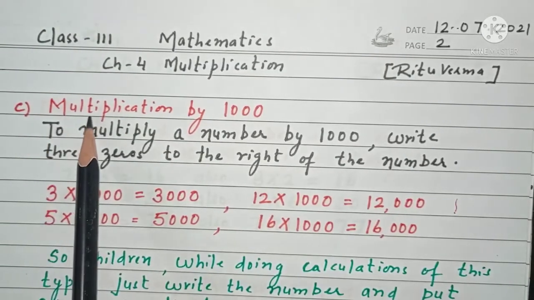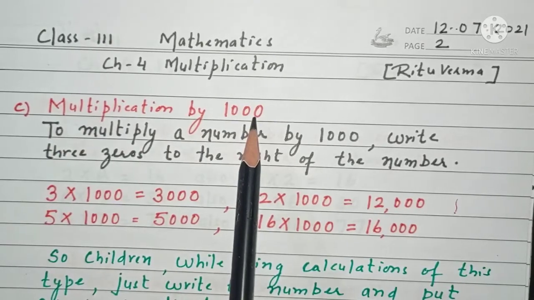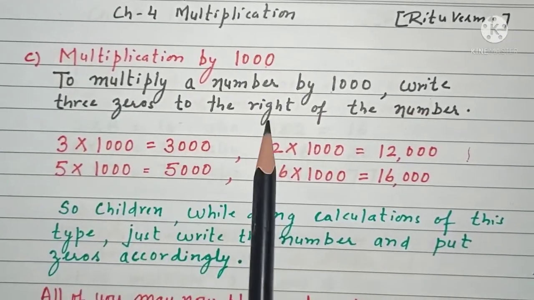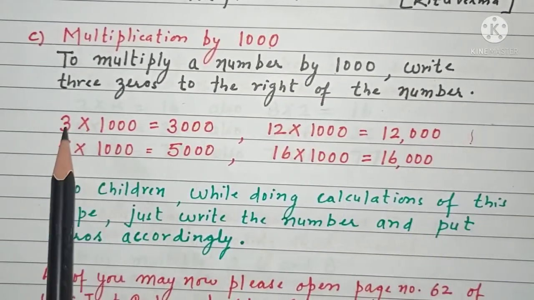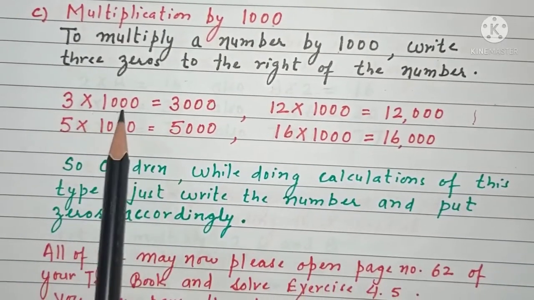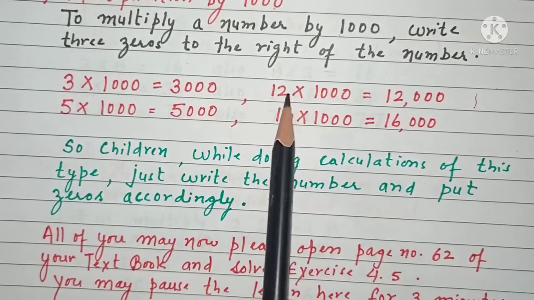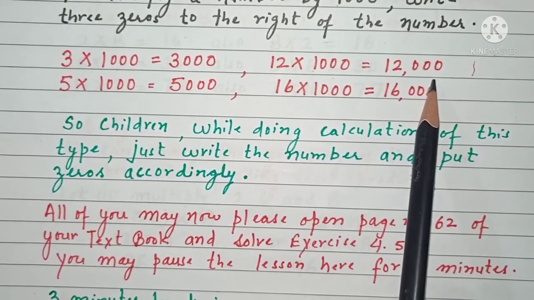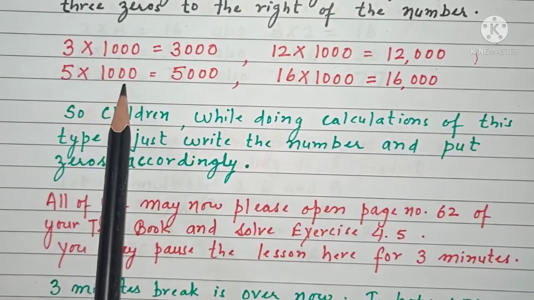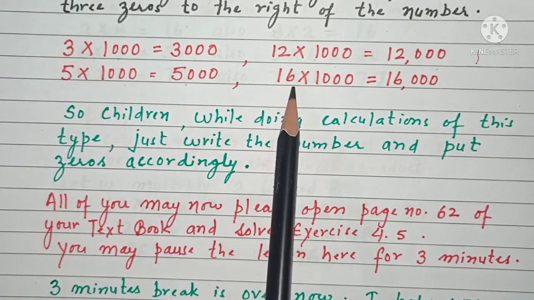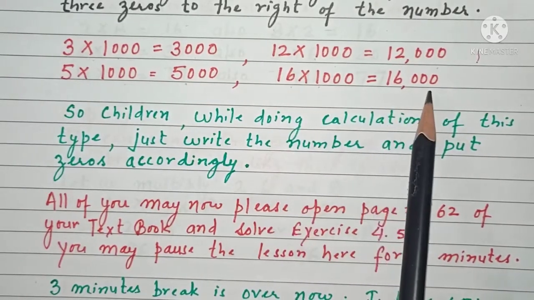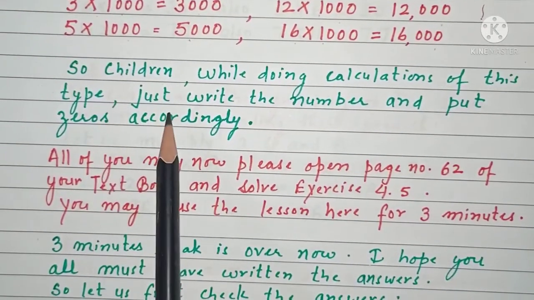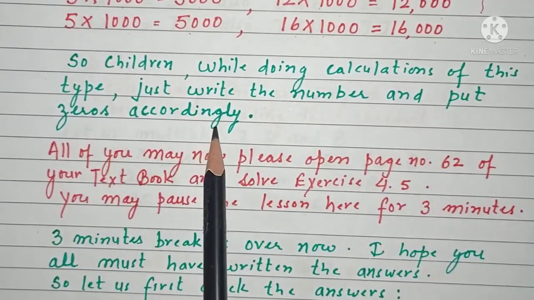Now let's learn how to multiply a number by 1000. So simply to multiply a number by 1000, write 3 zeros to the right of the number. As 3 multiplied by 1000 is 3 along with 3 zeros, that is 3000. 12 into 1000, 12 ones are 12, put 3 zeros and it will be 12,000. 5 multiplied by 1000 gives us 5000. And 16 into 1000 is 16 along with 3 zeros. So children, while doing calculations of this type, just write the number and put the zeros accordingly.